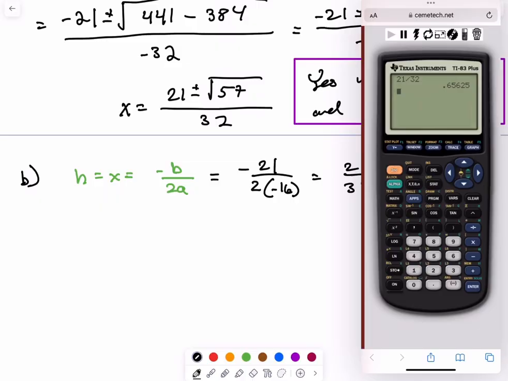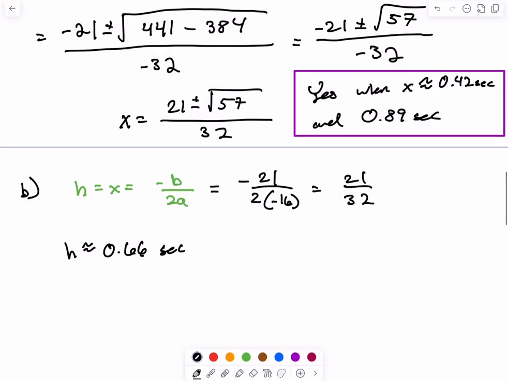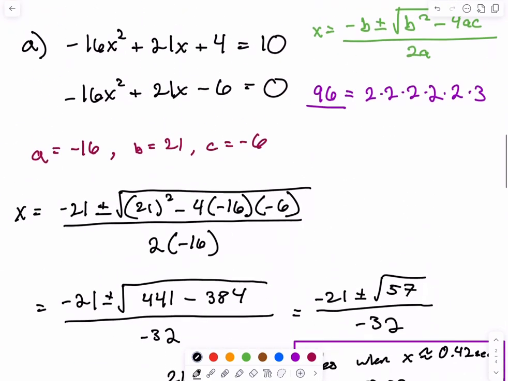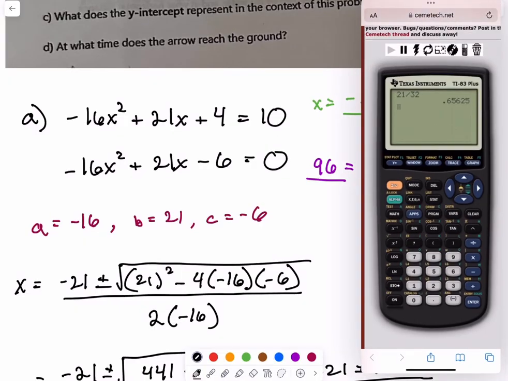So the max height should occur when x is, our h value is approximately 0.66, and we'll say approximately because we're rounding. Okay. And then to find the corresponding height, we plug this into the original. So I'm going to get a copy of the original, and I'm going to put it here.